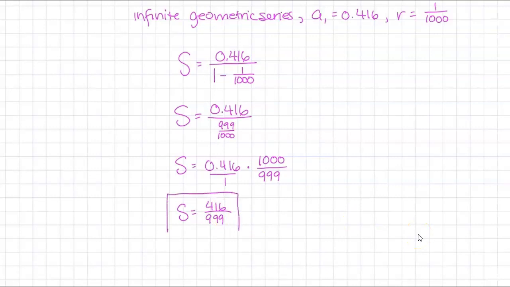And you can go ahead and try that on the calculator and see if you actually get 0.416, 416, 416, and so on. And you're going to see that you do. So repeating decimals are just geometric series in disguise.